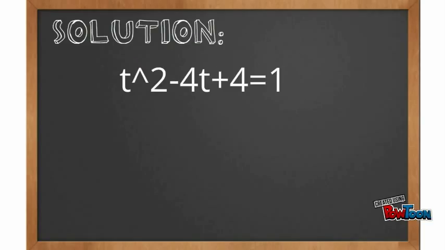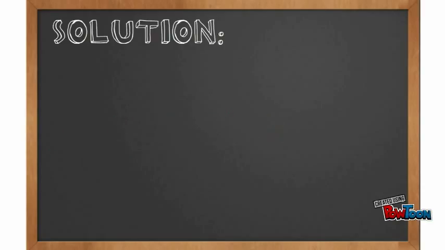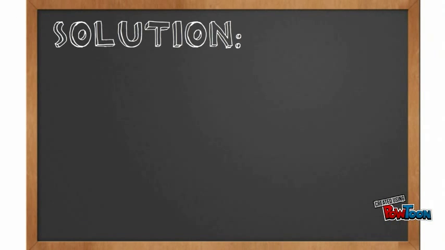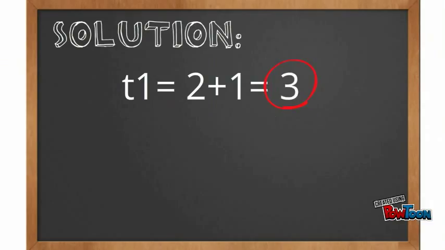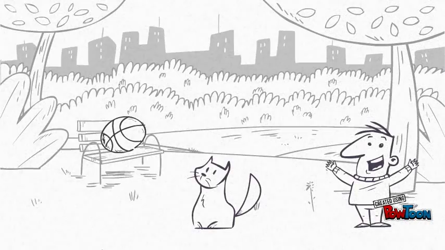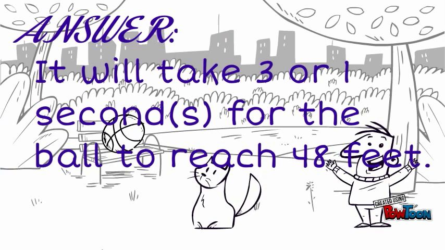And then we need to get the factors of t squared minus 4t plus 4 and square it including 1, which leads us to the answer of t minus 2 equals positive or negative 1. Our final answers are t1 equals 2 plus 1 equals 3 and t2 equals 2 minus 1 equals 1. Our answer now is it will take 3 or 1 second for the ball to reach 48 feet.